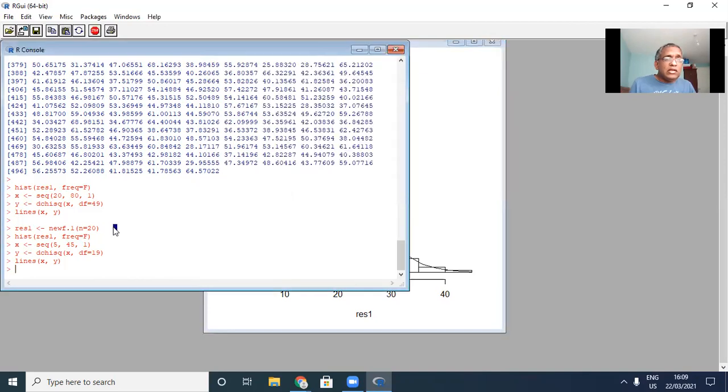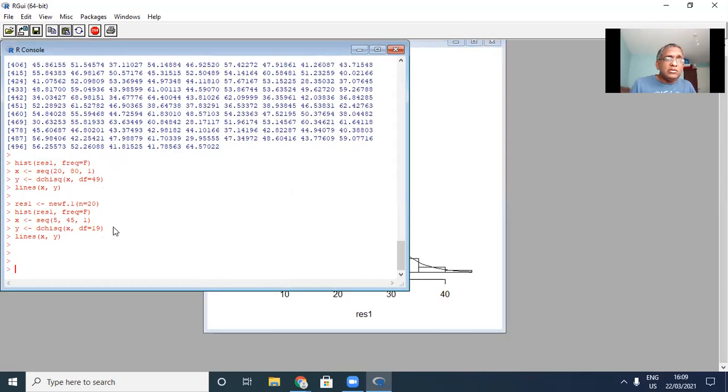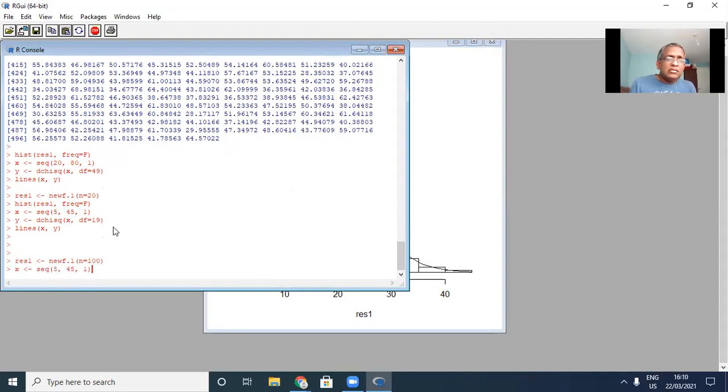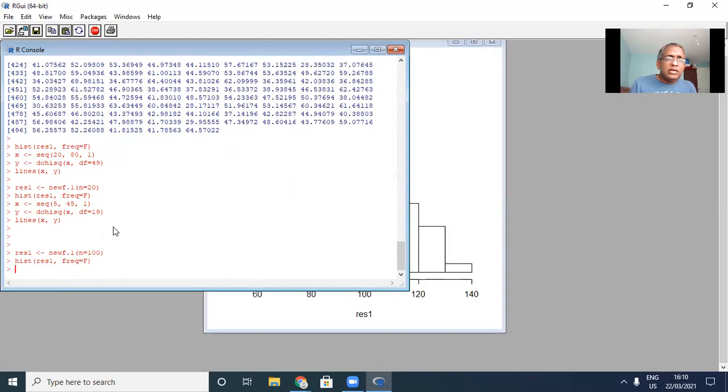And next, when n is 100, you do the same thing. You change this to 100, then you do a histogram. Then you do, okay, this is going to be 99, because n minus 1 is 99.